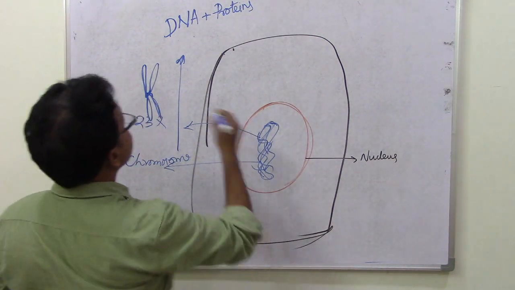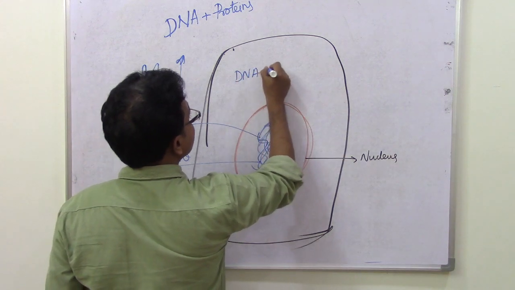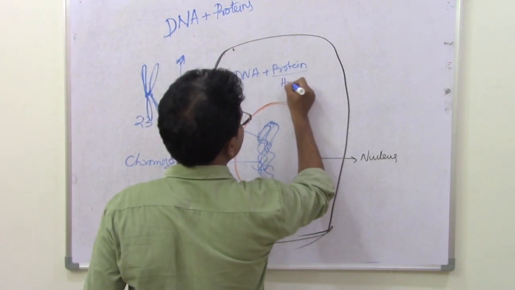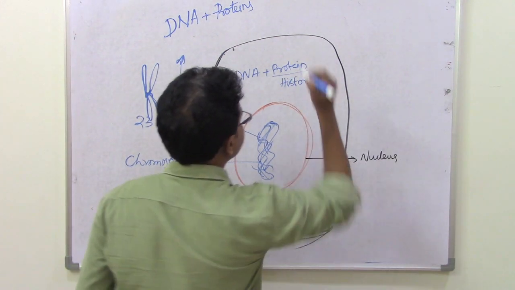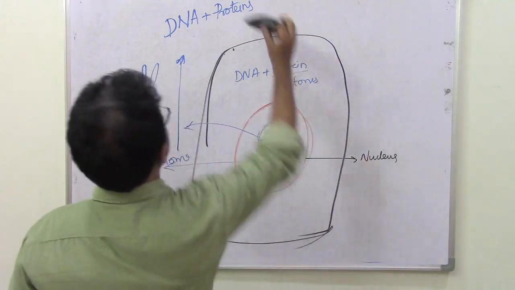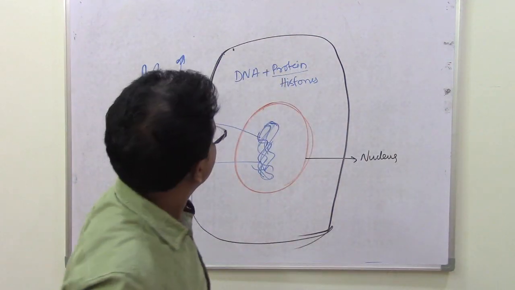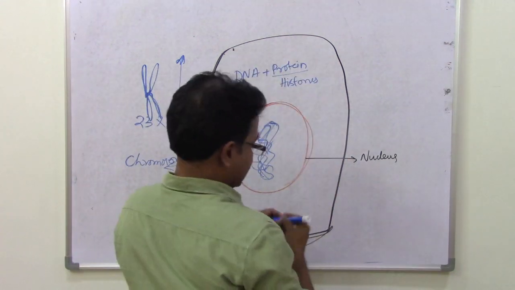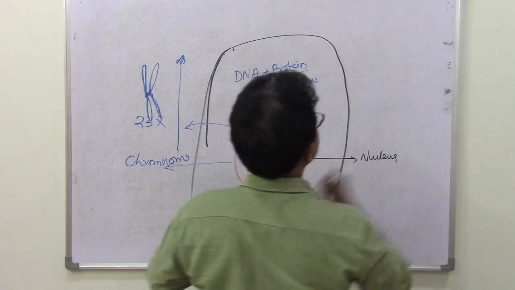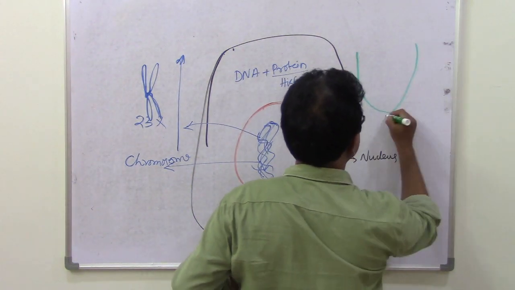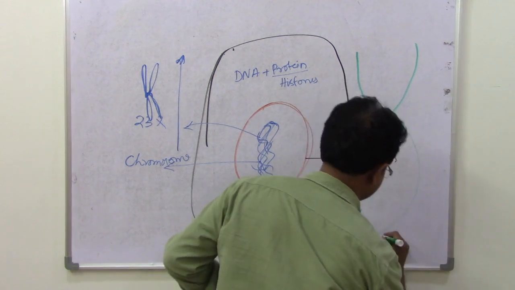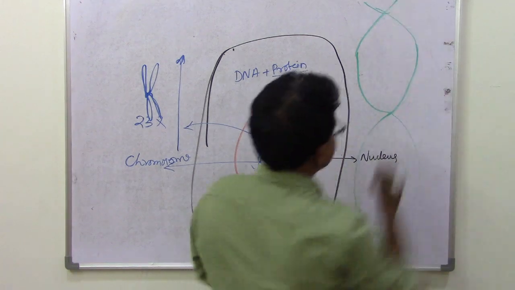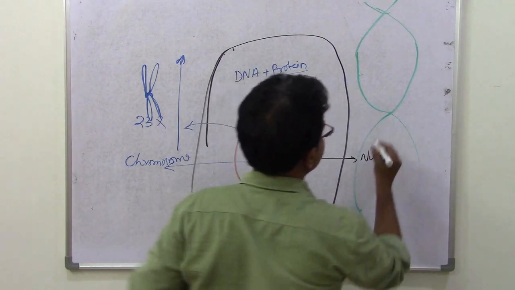These proteins are called histones. Now, the structure of DNA is like that of a double helix.